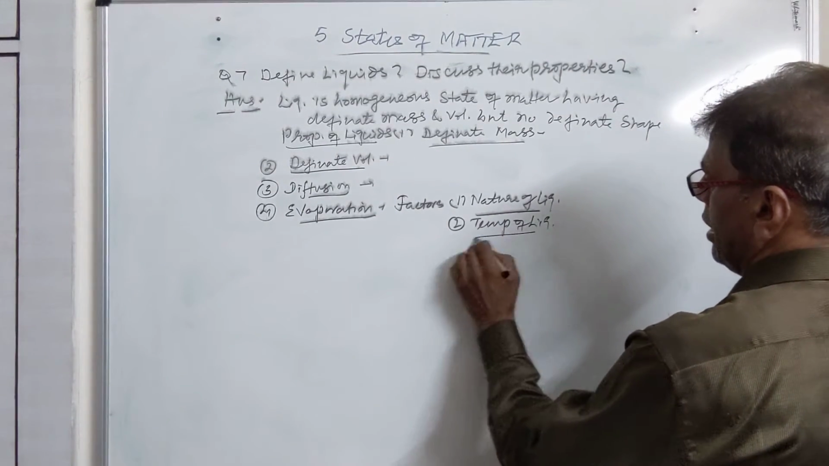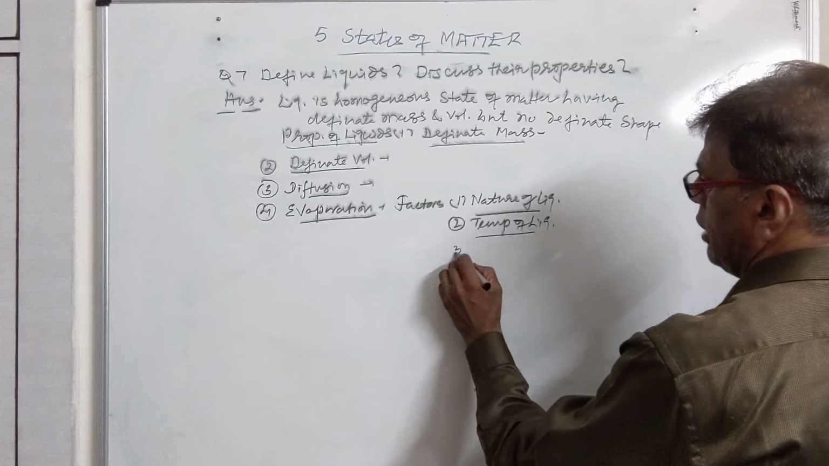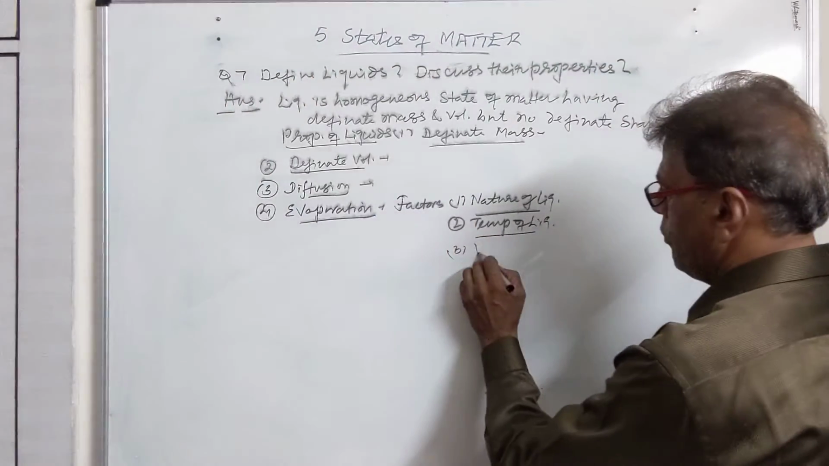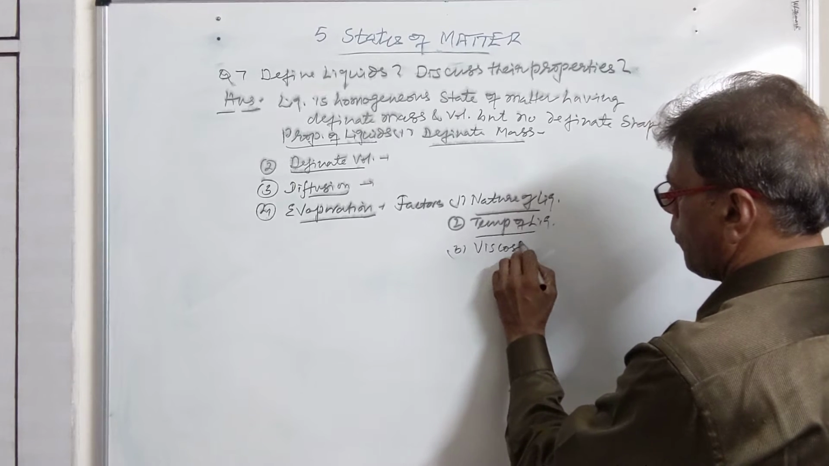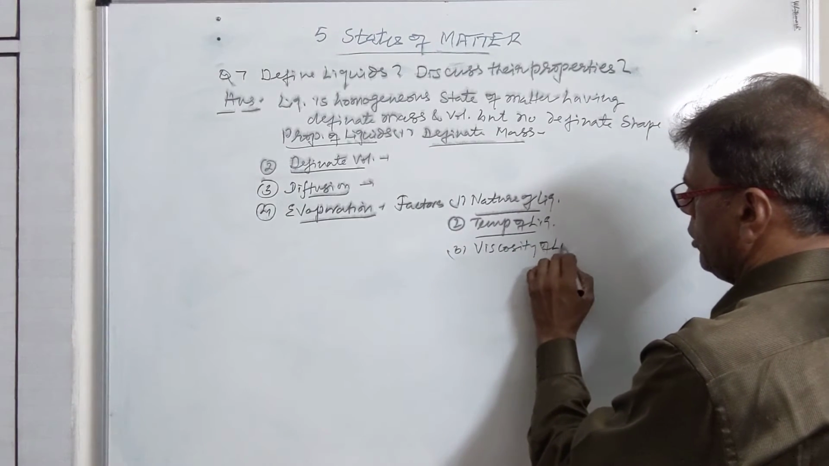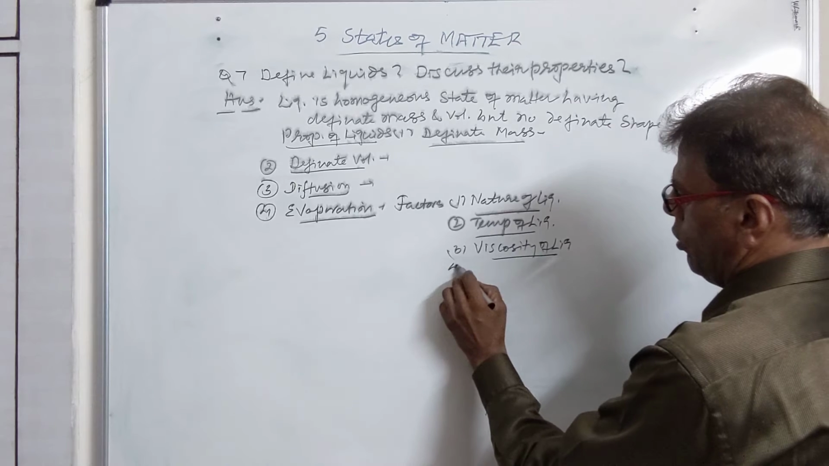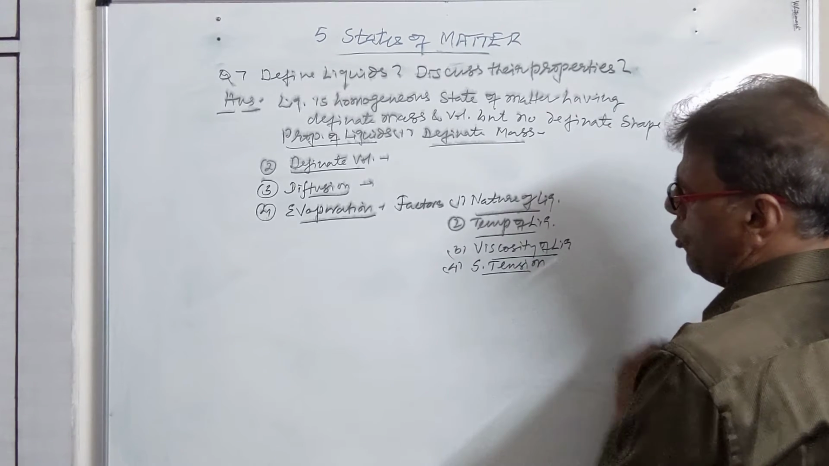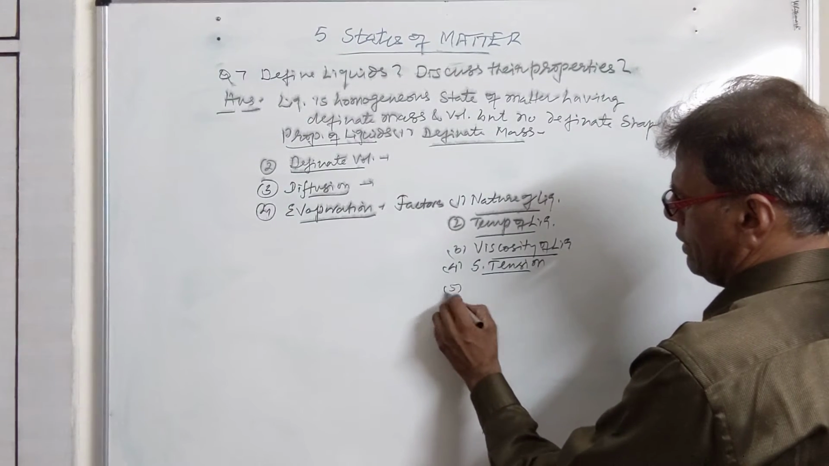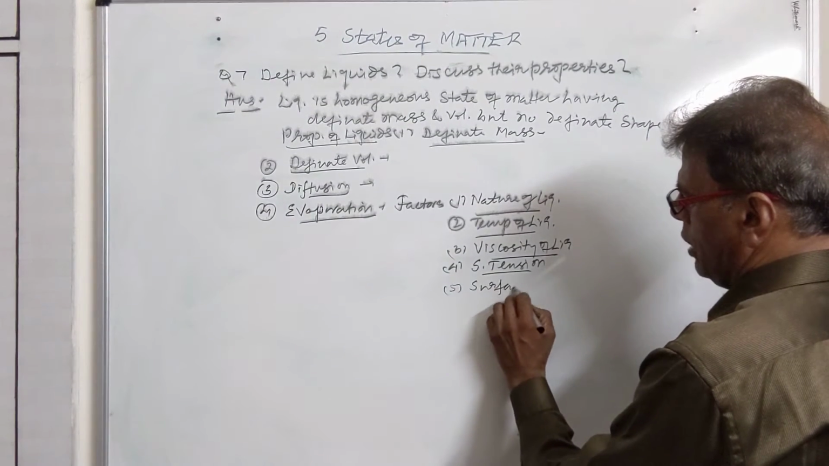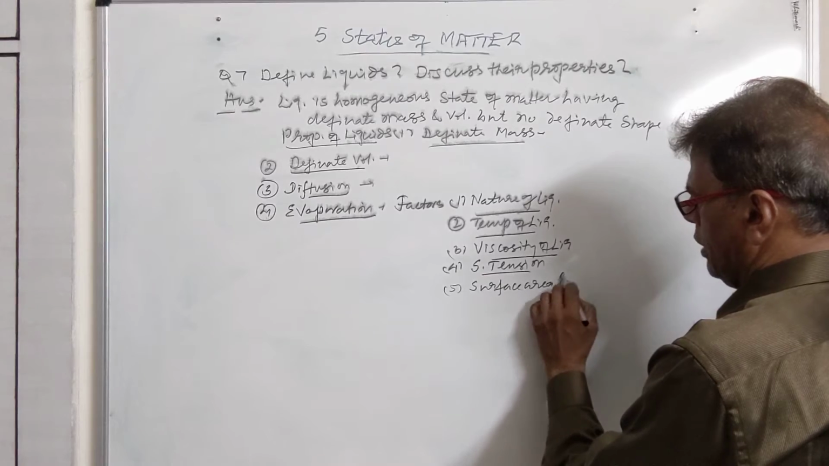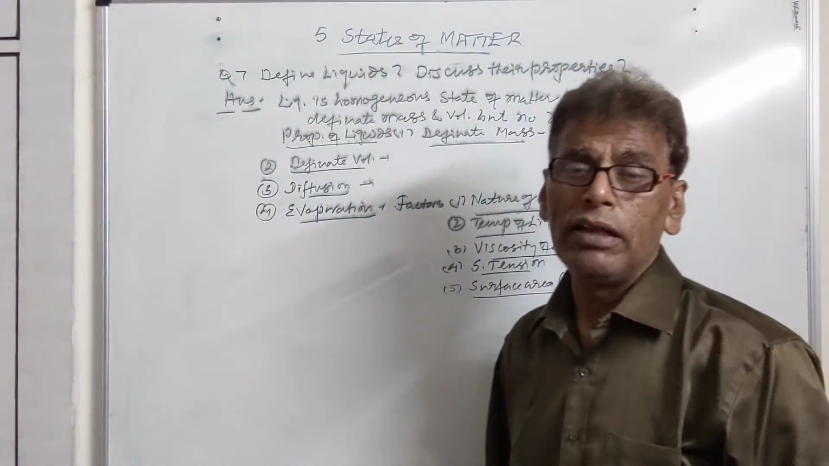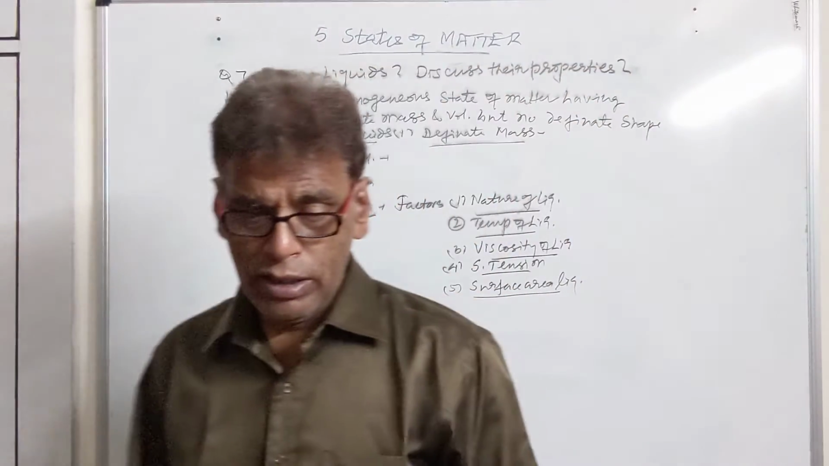If the temperature of the surrounding or the liquid is more, evaporation will take place at a very fast rate. Then we have the viscosity of the liquid. If it is more, evaporation is slow. Then we have the surface tension of the liquid. If surface tension is more, evaporation is less. Then we have the surface area of the liquid. If the liquid is boiled in a container having more surface area, the rate of evaporation will be more easy.